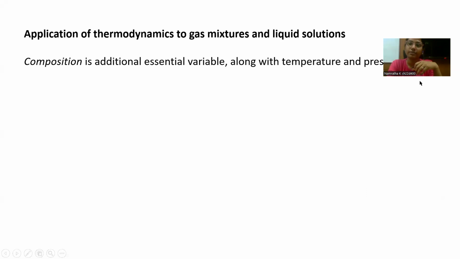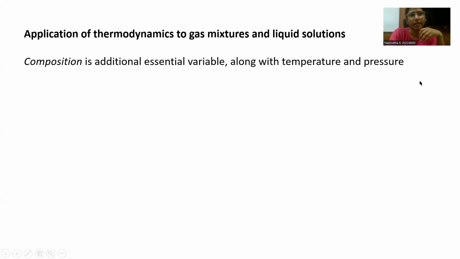So till now we have seen that properties of a system are dependent mostly on measurable properties like temperature and pressure. But when it is a two-phase or multi-phase system, like gas mixtures or liquid solutions, the composition of the system, like X1, X2, which are the mole fractions, is also essential along with the temperature and pressure.